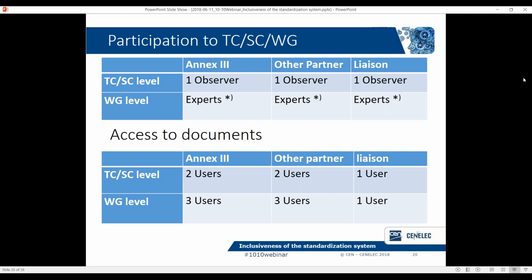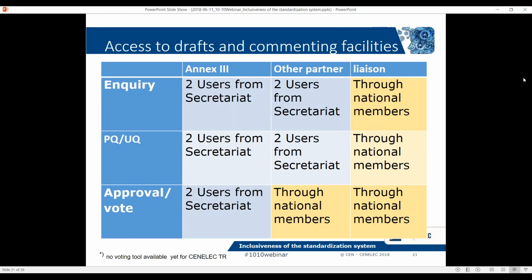You see that there is a difference for what concerns access to documents, so through the electronic platforms, there are different accesses granted. Annex 3 have more access than, for example, a liaison organization. Annex 3 have access to drafts and can submit comments up to and including the voting stage, while other partners can only do so up to inquiry. For the rest, and also liaison organizations, they have to go through the national members of CEN and CENELEC.